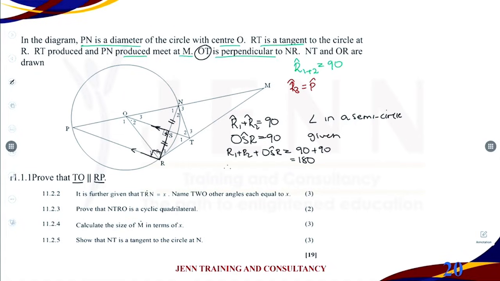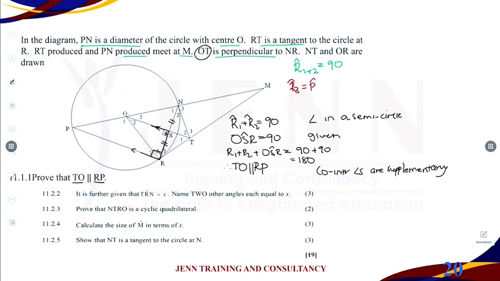Therefore, if that's the case, TO will definitely be parallel to RP. And what will be the reason for that? The reason will be co-interior angles are supplementary. They are supplementary. Then we move to the next one, 11.2.2.